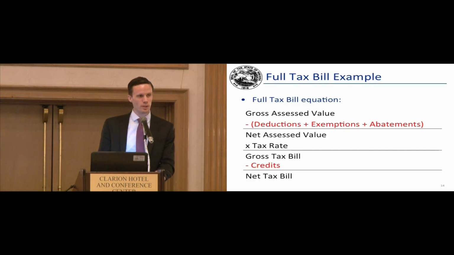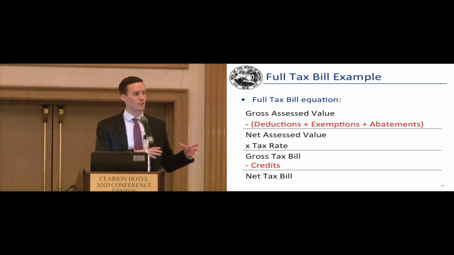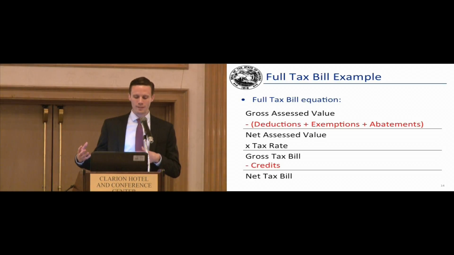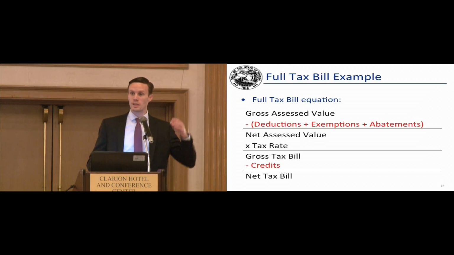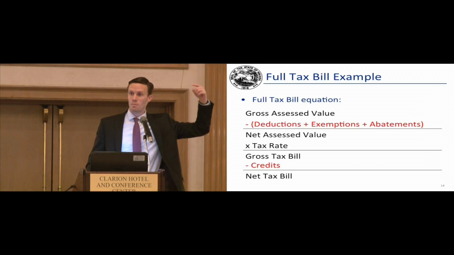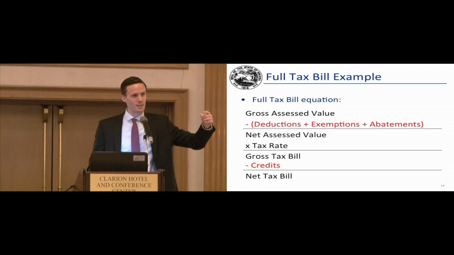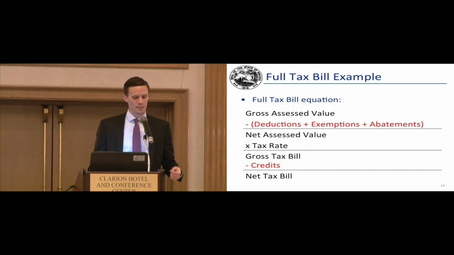So the full tax bill equation, running through everything that we've tackled so far and arriving at that final tax due amount, is going to be gross assessed value minus deductions, exemptions, and abatements to arrive at your net assessed value, multiplied by the tax rate, again divided by $100, to arrive at a gross tax bill, subtracting off any credits the taxpayer is eligible for, and arriving at a net tax bill amount. So far, so good? Okay.